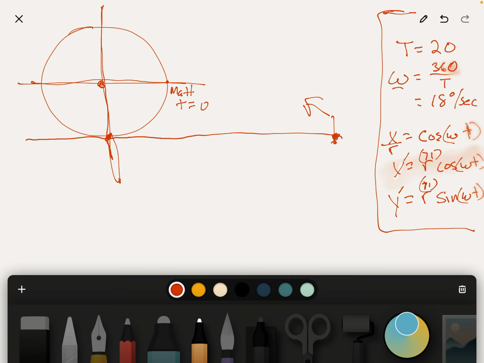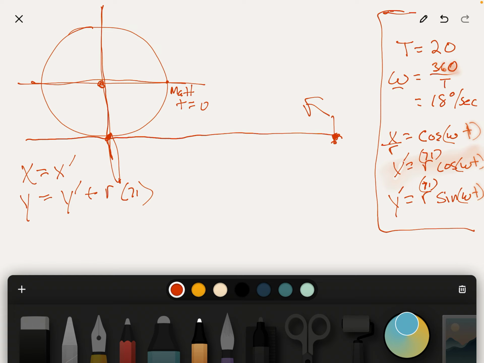How does that affect our values for Matt's position? Well, it's simple. It doesn't affect x, so we can say x equals x prime. But y is affected, but it's simply y equals y prime plus r, which is plus 71.